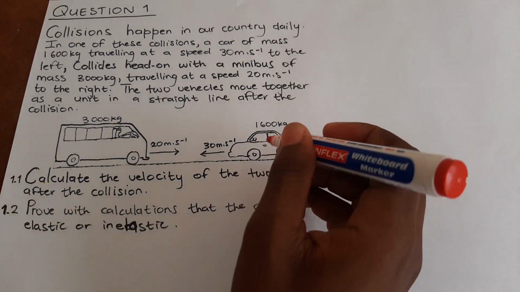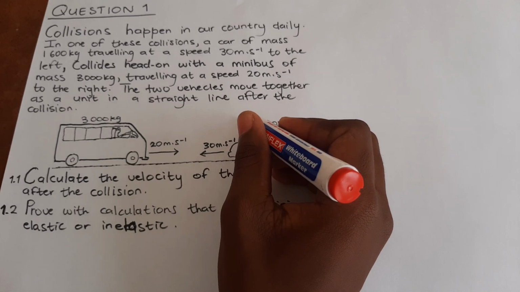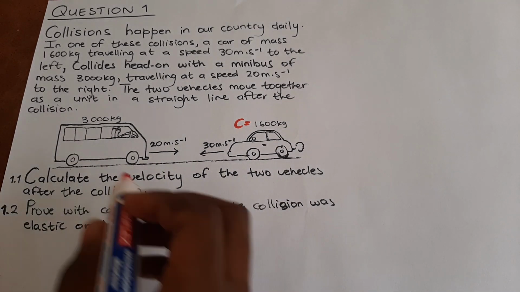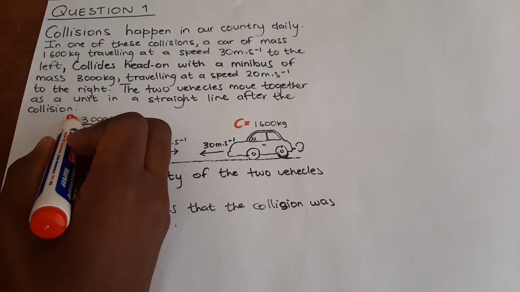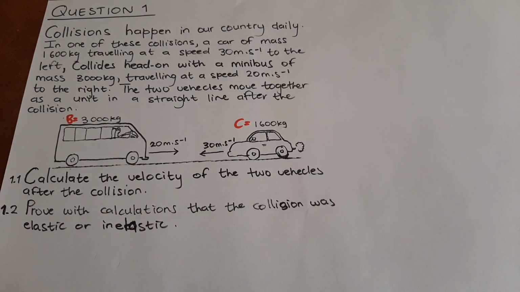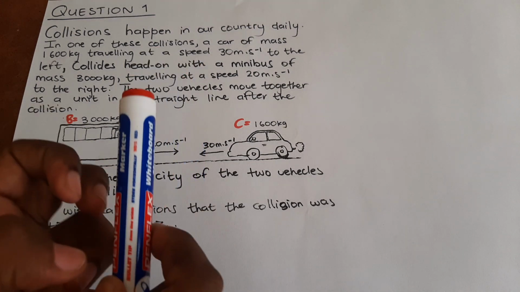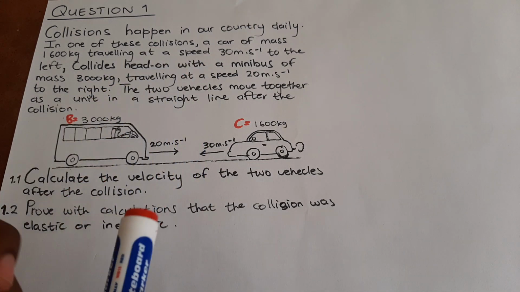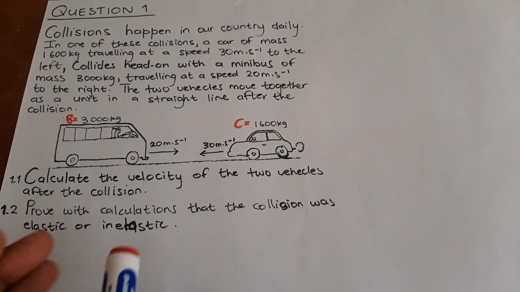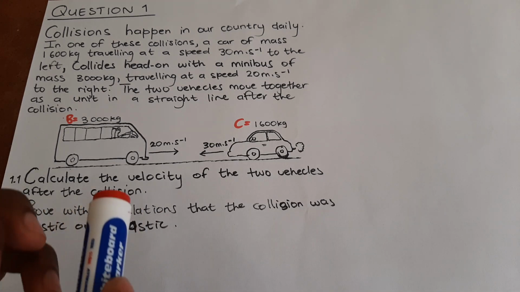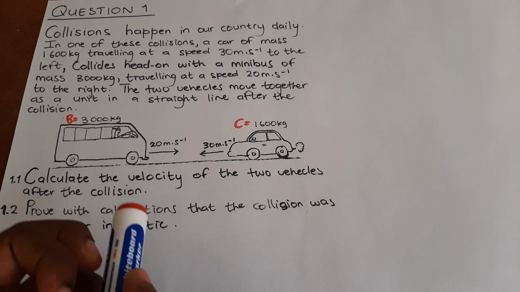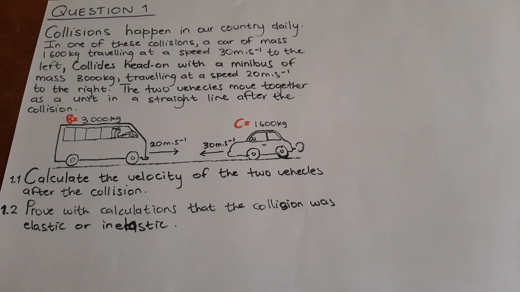Let's say this is our car, the mass is equal to 1600 kg. This is our minibus, the bus is equal to 3000 kg. The two vehicles move together as a unit in a straight line after the collision. Please underline that, guys. After the collision, they move together, meaning they are combined objects and their masses are now combined. They are one object, meaning they are going to have the same velocity. Please note that down.